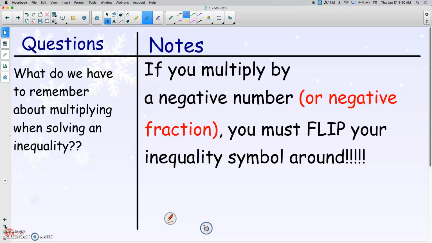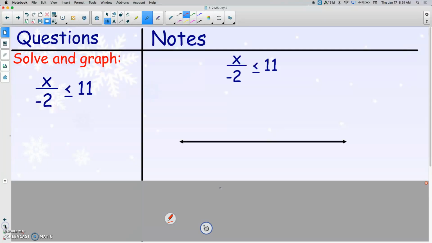Now, this is just a little reminder. What do we have to remember about multiplying when solving an inequality? If you multiply by a negative number or a negative fraction, you must flip your inequality symbol around. And I am going to even add up here if you multiply or divide, because that's what we worked on in our previous lesson. So if you multiply or divide by a negative number or a negative fraction, you must flip your inequality symbol around. All right, let's try some of these out now.